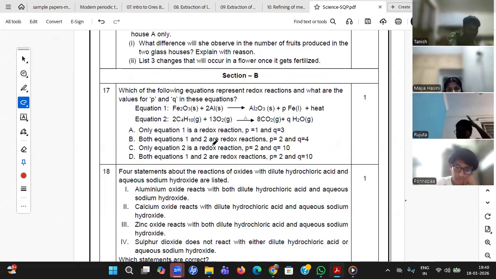Chapter number 1 is chemical reactions. Chapter number 3 is metals and non-metals. They both are actually overlapping. We can't perfectly differentiate which chapters.